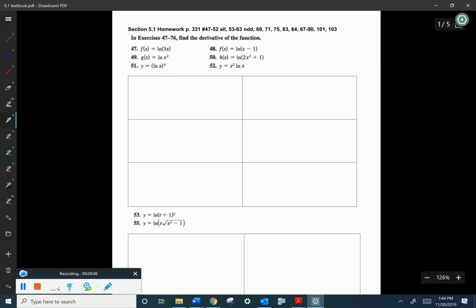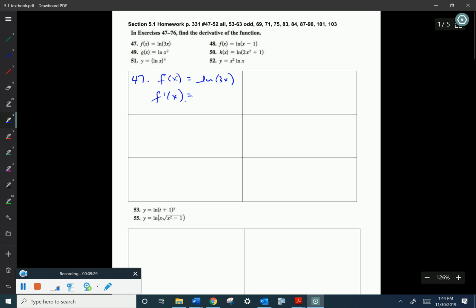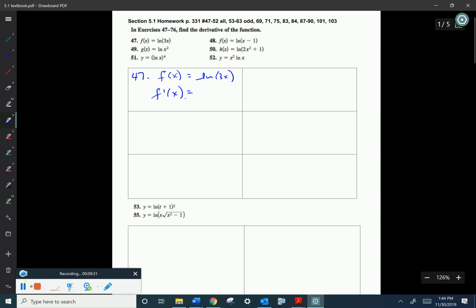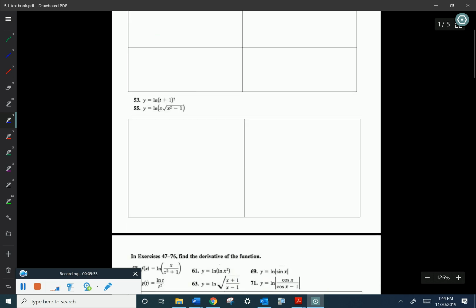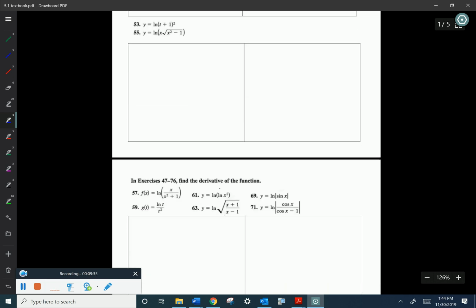The entire homework assignment is listed up here, and then I've got the problems listed, and like I did before, I've got your 6 blanks. Please do like I've asked you to do before, where you actually write down the problem and then the original function, right? f of x equals natural log of 3x, and then you can go in and say, oh, okay, f prime of x equals, and do your math. Okay, so this should take you 47 through 52, and you'll notice I've got boxes for each part.